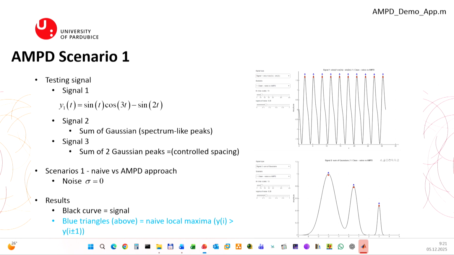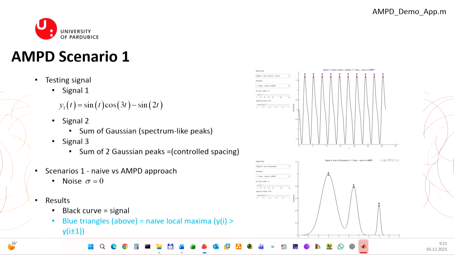Signal 1 is just a combination of harmonic functions. Signal 2 is a sum of Gaussian functions, so like spectrum peaks, because it is Gaussian, it looks something like this. And signal 3 is a sum of two Gaussian peaks with controlled spacing.